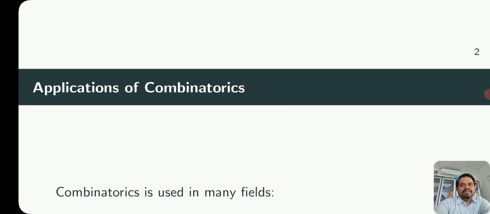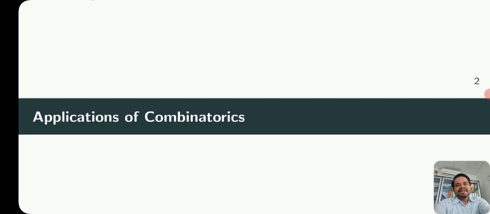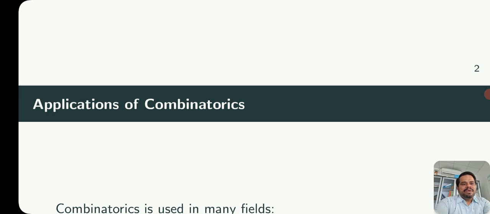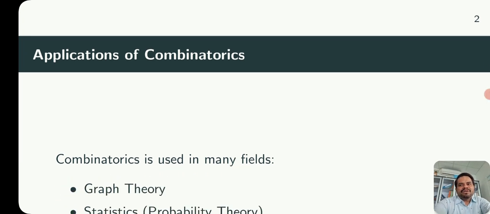So the applications of combinatorics: these problems might sound simple at first, but they quickly become more complex as we increase the number of items or add conditions to our choices. So today we will focus on two basic and very important counting principles. These are the sum rule and the product rule. But before that, let's look at the applications of combinatorics.